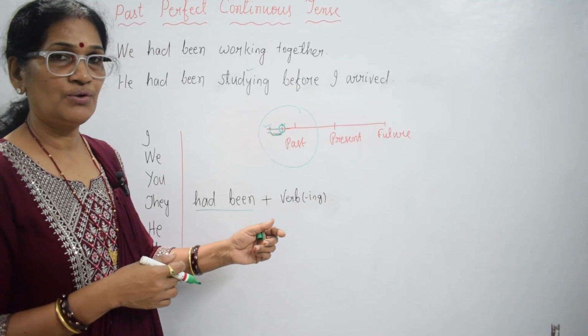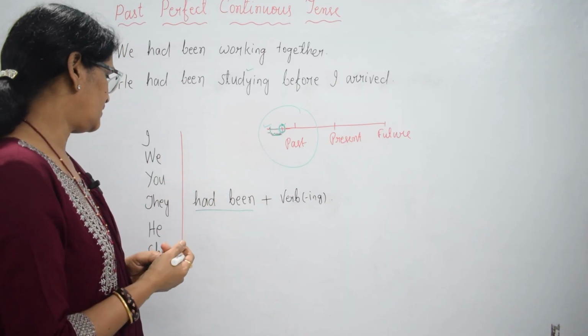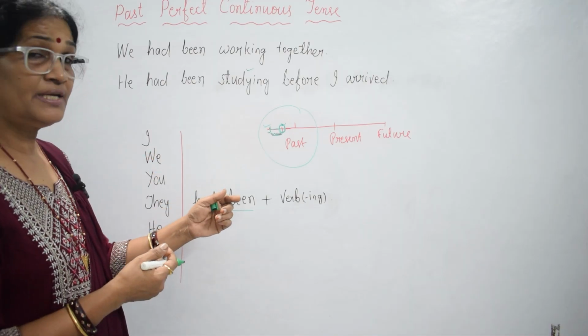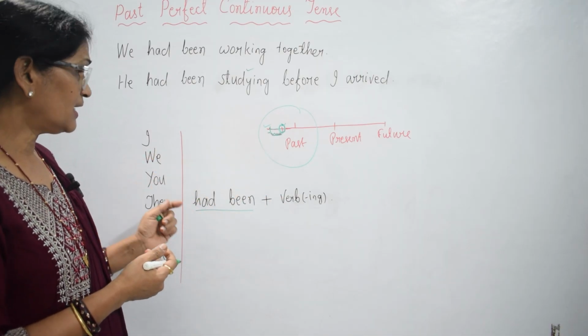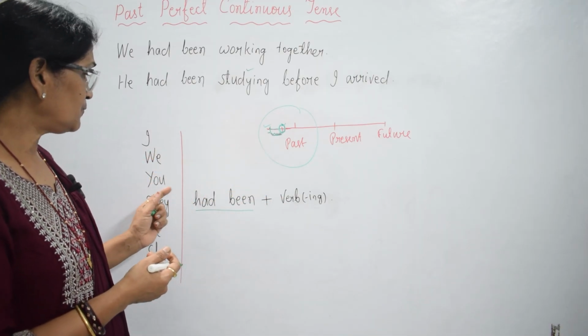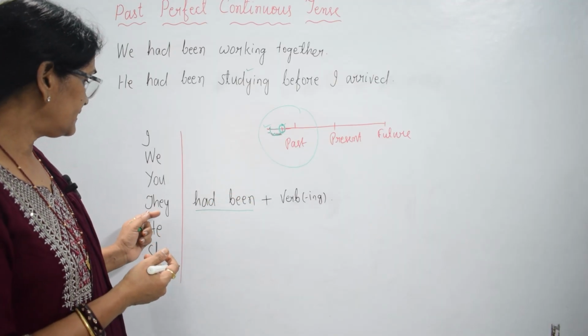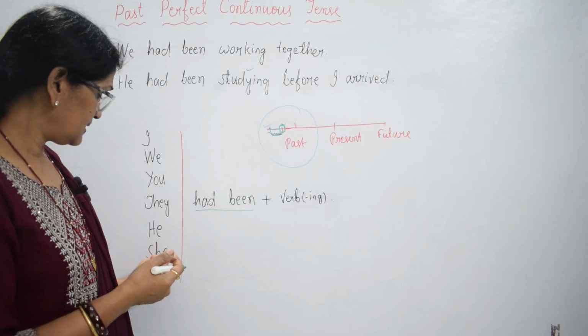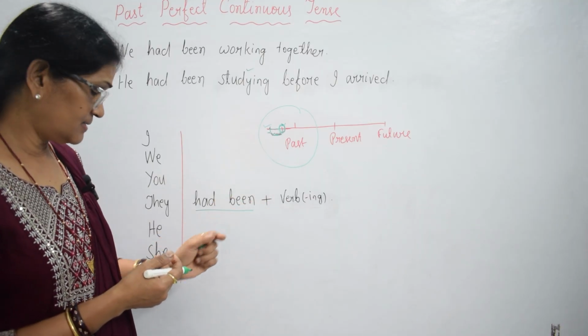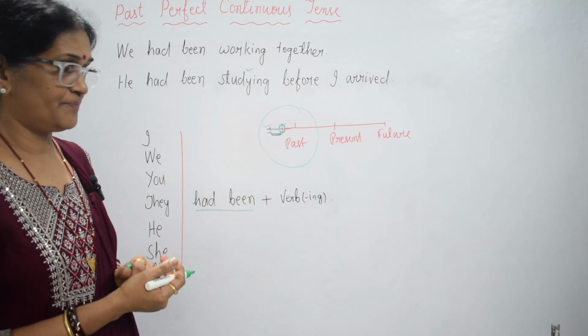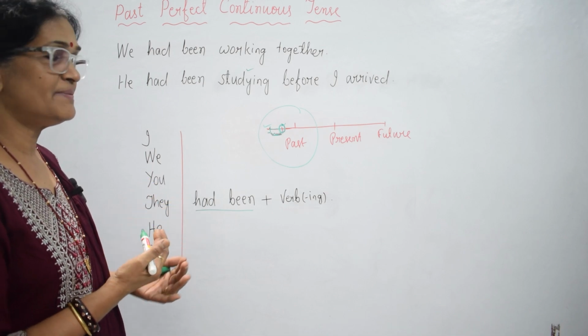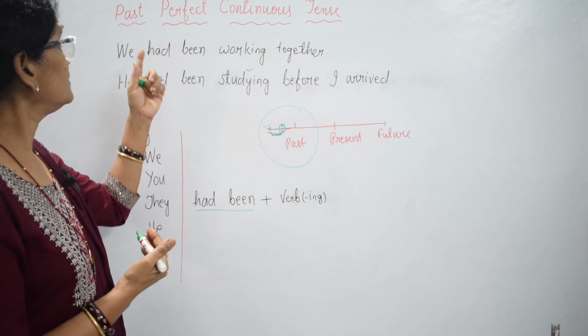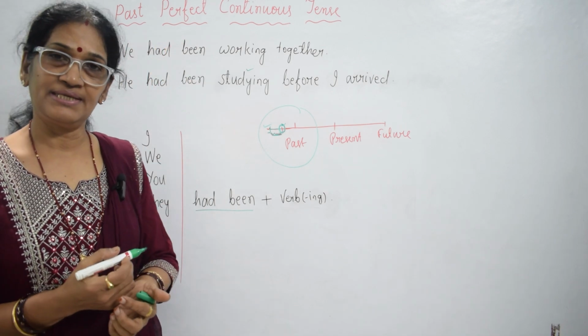it had been working. With another verb, I had been playing, we had been playing, you had been playing, they had been playing, he had been playing, she had been playing, it had been playing. We can frame negative sentences also using past perfect continuous tense.